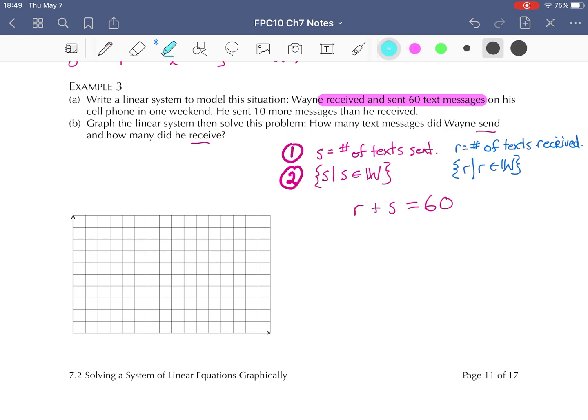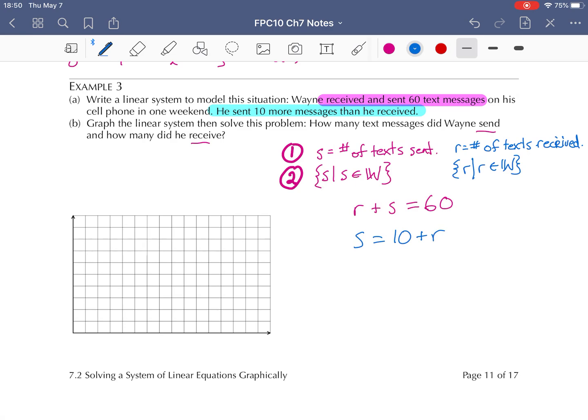Now let's look for the next equation. He sent 10 more than he received. So the number he sent was 10 more than he received. How do we write that? The number he received plus 10 is equal to how many he sent. All right, now we've got two equations here. Now we can graph these two equations.